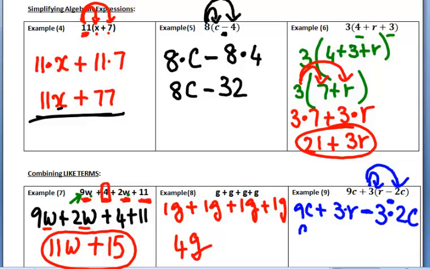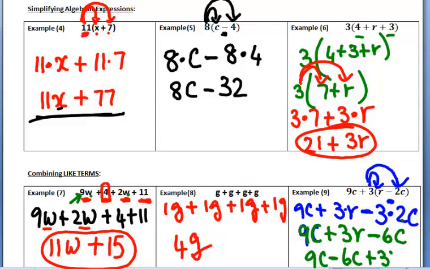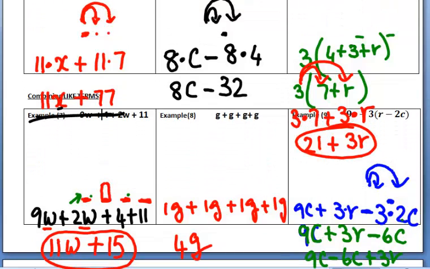This ends up as 9c. Let me get the pen. 9c plus 3r minus 3 times 2 is 6, 6c. I'm going to use my commutative property and move these around and say 9c minus 6c plus 3r. Now, this ends up being, let me erase just this part here.